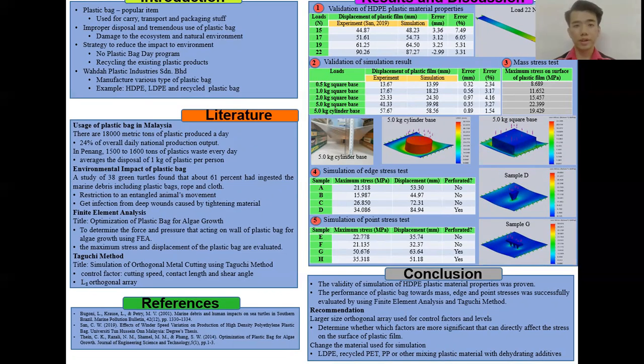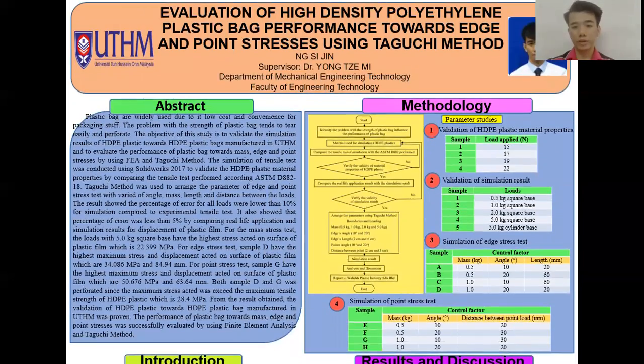And at the end of the study, the maximum stress and the displacement of the plastic bag are evaluated. The Taguchi method, with the simulation of orthogonal metal casting using the Taguchi method. Before starting the simulation, this study will arrange all the control factors and the levels by using the Taguchi method, and the L8 orthogonal array will be selected before they run the simulation, and then use these parameters for the simulation. So, continue to the methodology.